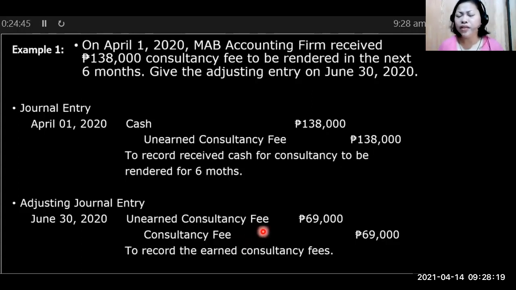Let us analyze. The 138,000 pesos received is for 6 months of consultancy fee. Therefore, you have to divide it by 6 months to get the monthly consultancy fee. Now we have April to June. April is considered because we started April 1 and it's already started. So April, May, June, 3 months. So 138,000 divided by 6 times 3 months, and then you get 69,000 pesos. So 3 months has been rendered and therefore realized as income already. So we need to record it as adjusting journal entry. Again, it is the earned portion.